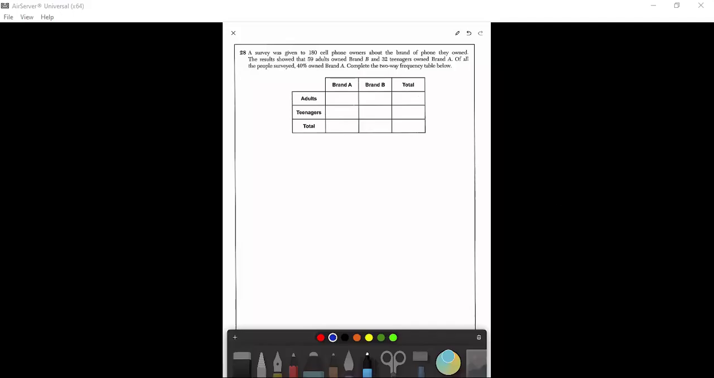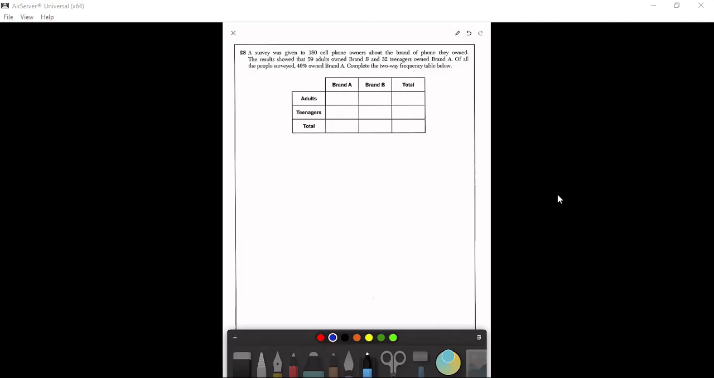I'm going to do question 28 from the August 2025 Algebra 1 Regents exam. They've given us a two-way frequency table, and they're giving us information and they want us to fill in the numbers for the two-way frequency table. So what I'm going to do is start by entering everything that they give us, and then we're going to go from there and deduce or figure out what the other parts need to be in order to complete the table. So let's go.